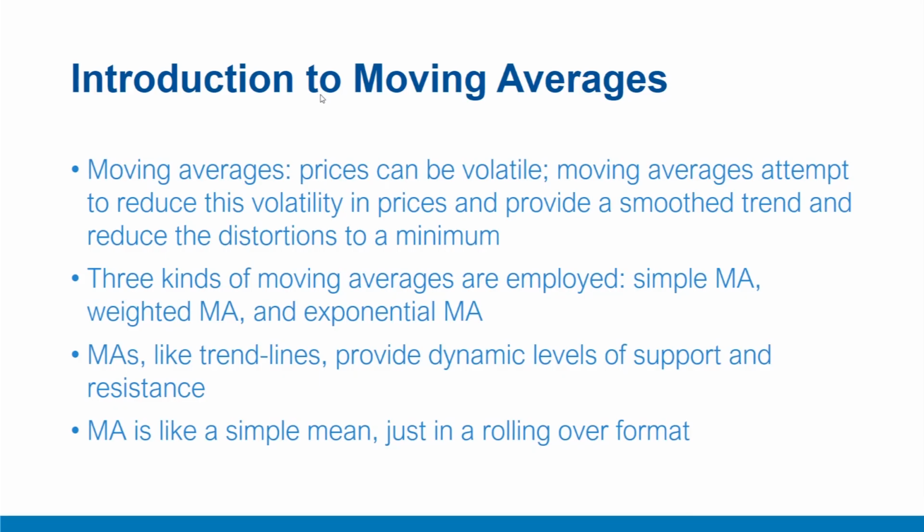Three kinds of moving averages are often employed. These include simple moving averages, simple MA, weighted moving averages, WMA, and exponential moving averages, EMA. Moving averages like trend lines provide dynamic levels of support and resistance. Moving average is like a simple mean, just in a rolling over format.